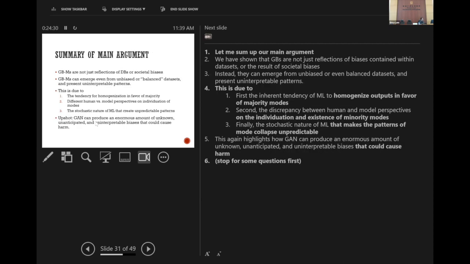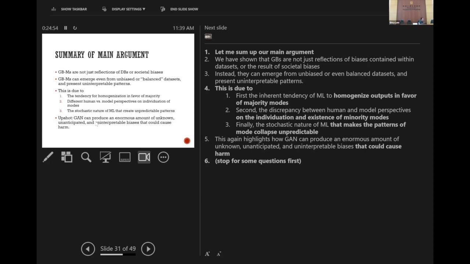All right, so let me sum up the main arguments. We have shown that generative biases are not just a reflection of societal bias. They can emerge even from an unbiased or balanced data set, and they can present uninterpretable patterns. And this is due to the three themes that I mentioned earlier.